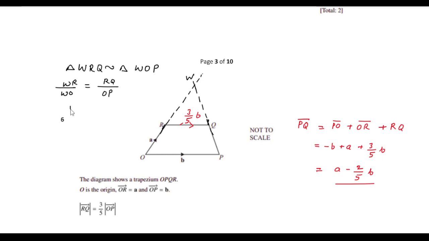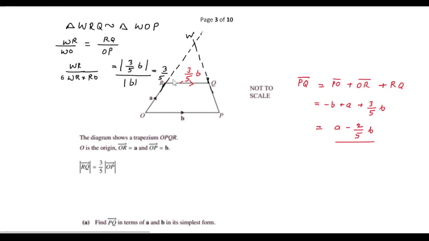Now WR, I don't know what this WR is. So I will write WR only divided by this WO. WO can be written as WR plus RO. And here it is 3 divided by 5 times B. Now we are talking about magnitude, and this whole divided by magnitude of B. These are the ratios for length. So here we will get 3 divided by 5, as magnitude of B and magnitude of B will cancel. Next, you can cross multiply.